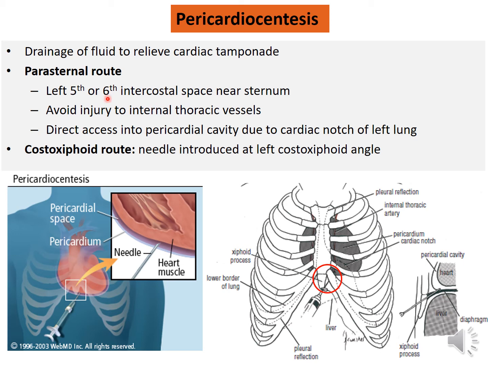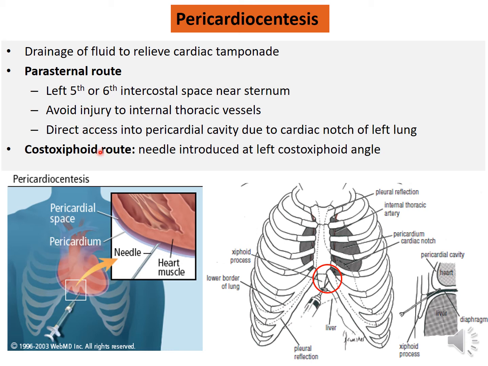And why are you performing this in the fifth or sixth intercostal space on the left side? Because this is the only place where the heart is not covered by the lungs, due to the cardiac notch of the left lung. Because of this, the needle will directly enter the pericardial cavity when you introduce it particularly in the fifth or sixth intercostal space on the left side. Hope you understood the parasternal route.